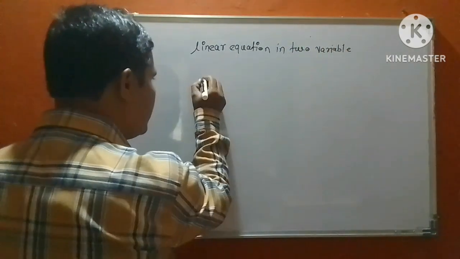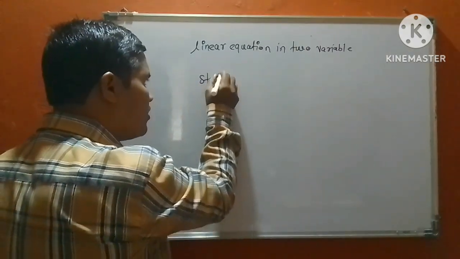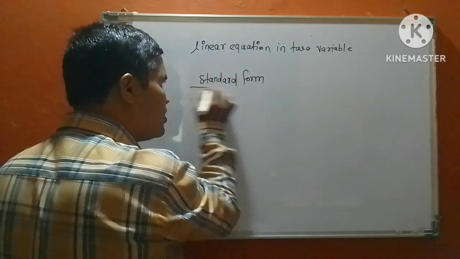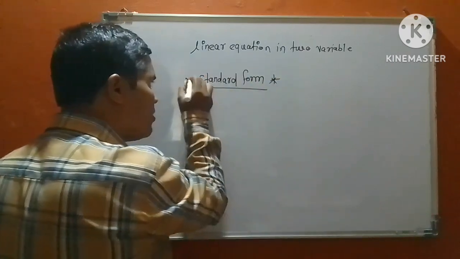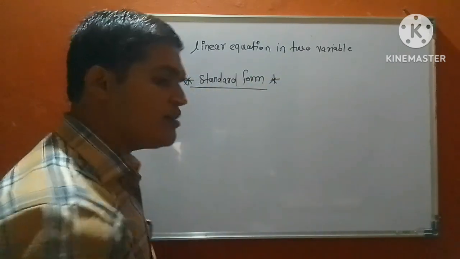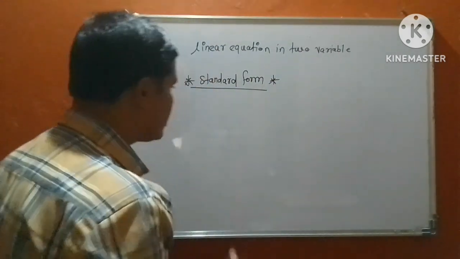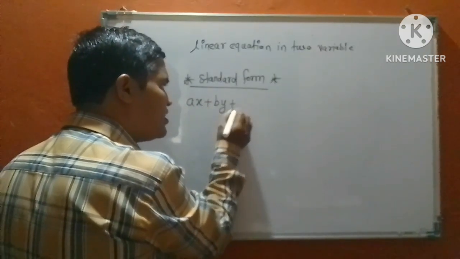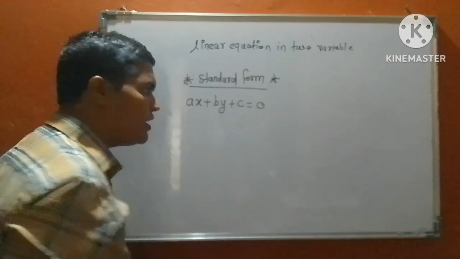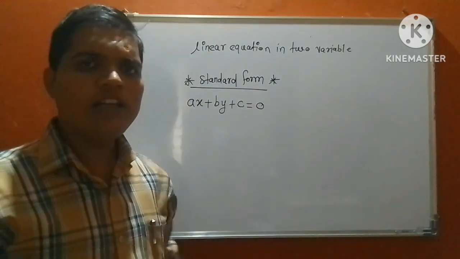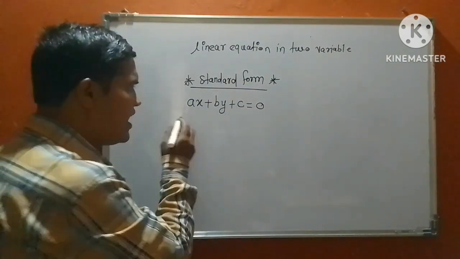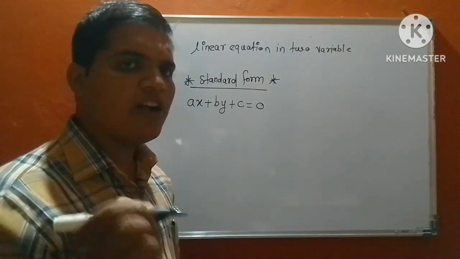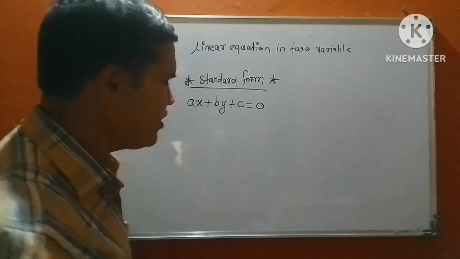So first is standard form. First point is a standard form. So what is the standard form of linear equation in two variable? So standard form ax plus by plus c is equal to 0 is a standard form of linear equation. So ax plus by plus c is equal to 0 is a standard form of linear equation.